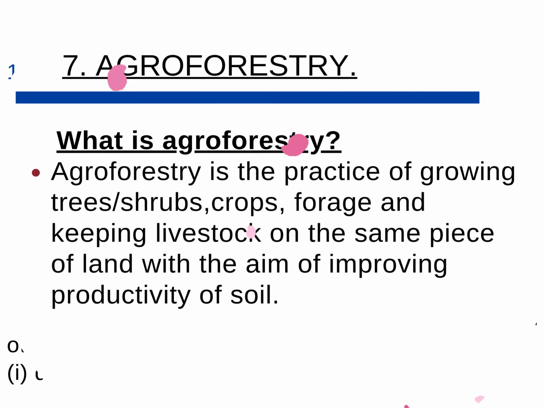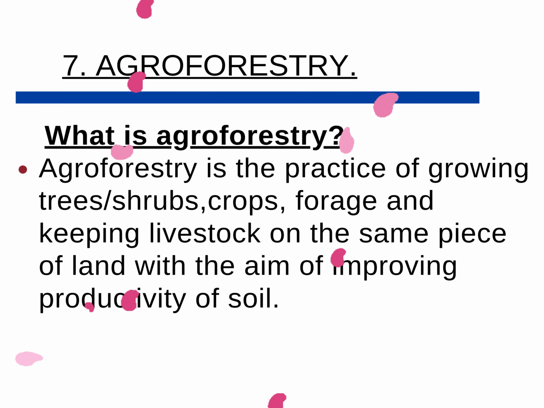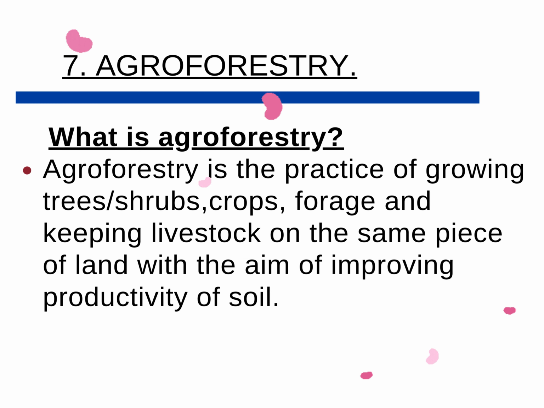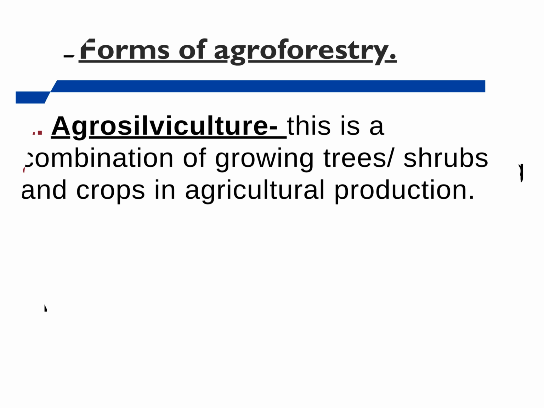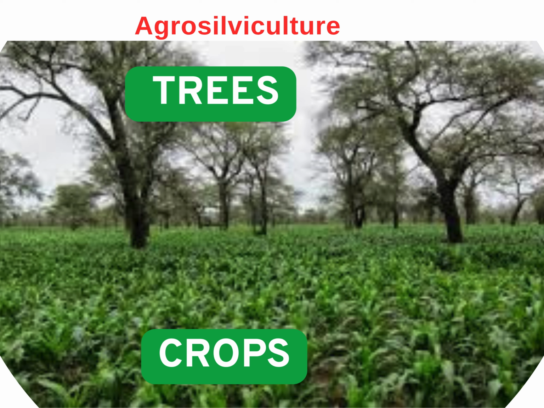I. What is agroforestry? Agroforestry is the practice of growing trees, shrubs, crops, forage and keeping livestock on the same piece of land with the aim of improving productivity of soil. Let's first learn forms of agroforestry. 1. Agrosilviculture. This is a combination of growing trees, shrubs and crops in agricultural production. From the diagram below, you can see crops and trees planted together.